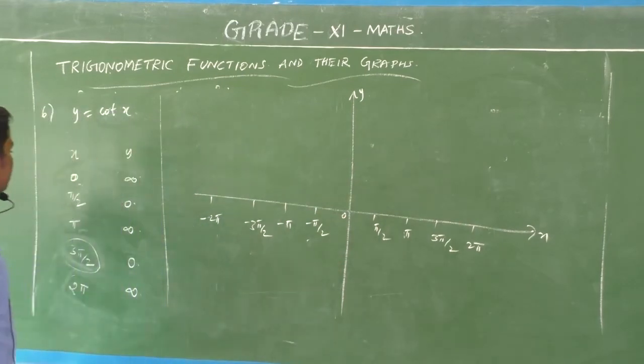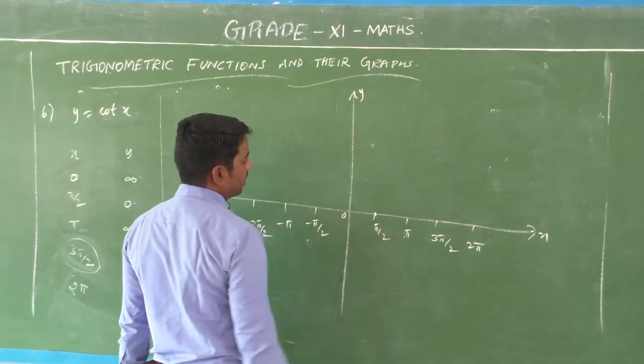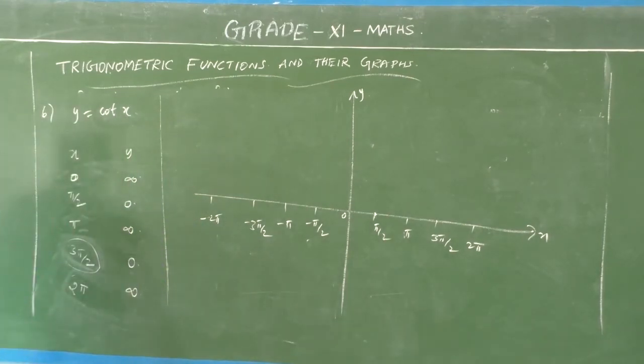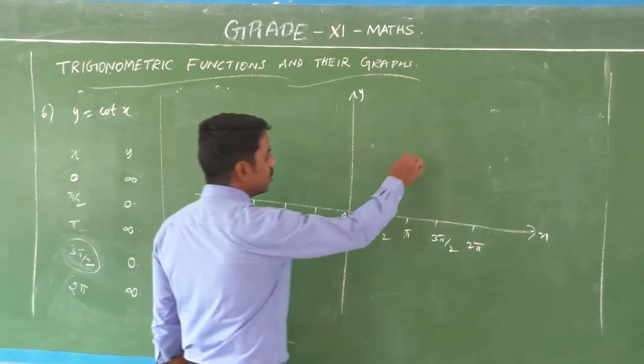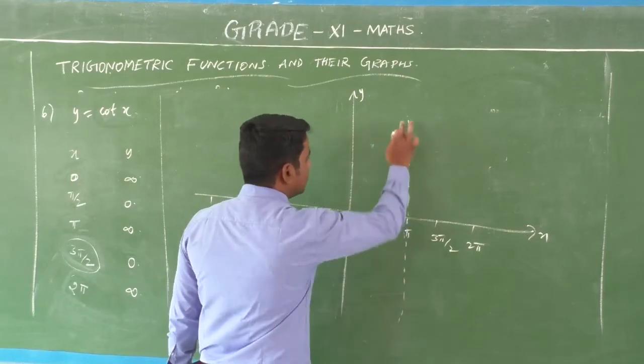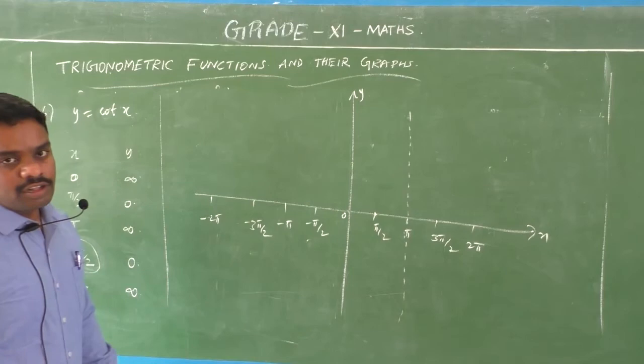Next, x equal to pi by 2. Then y equal to 0, so this point is pi by 2 comma 0. Next, x equal to pi. Then y is not defined, so this curve does not meet at x equal to pi.